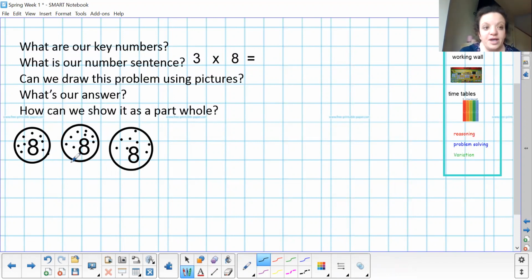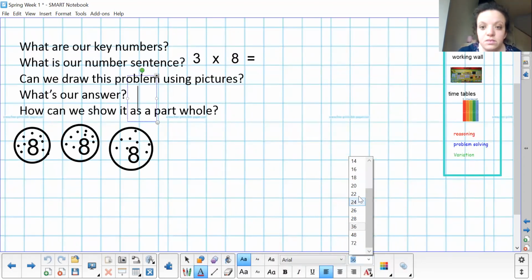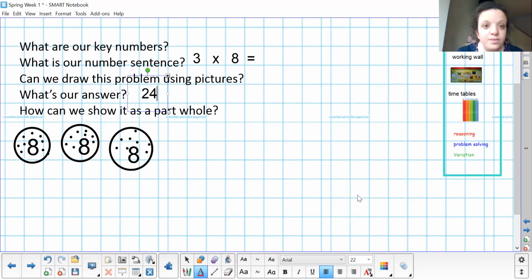So what's our answer? We're going to count them all together. So I'm going to count in 8, but if you want to, you can count the dots. We've got 8, 16, 24. So our answer is going to be 24. And now we can show it as a part whole.